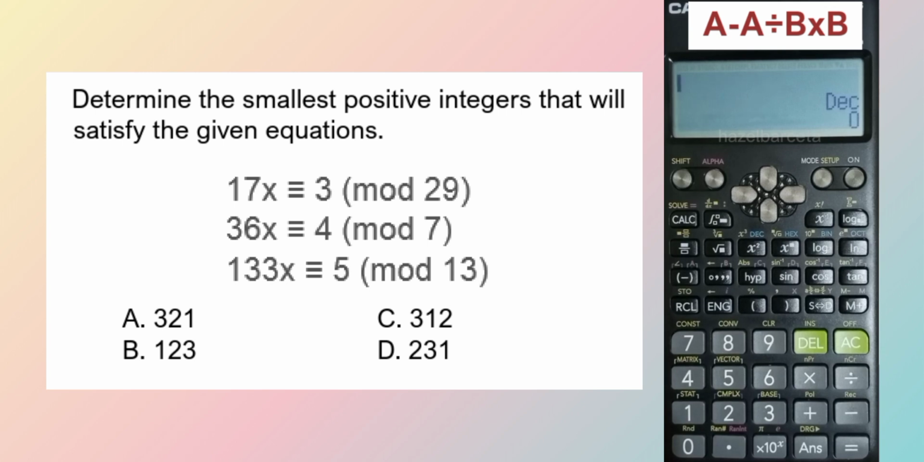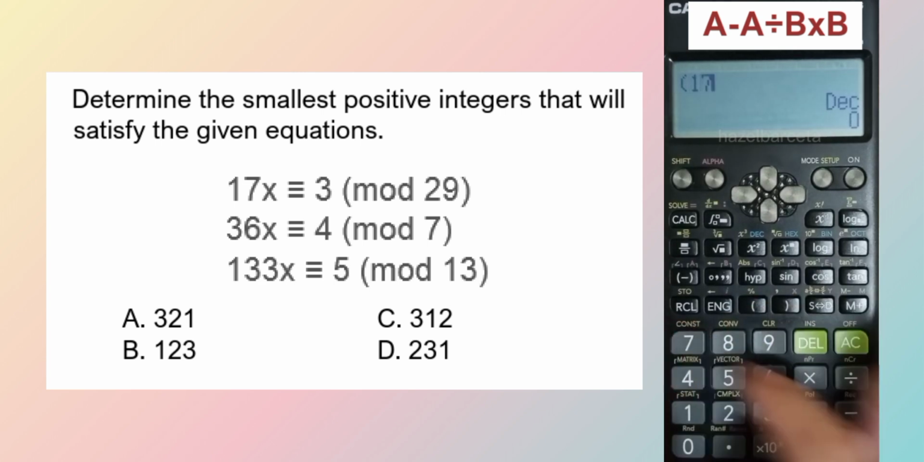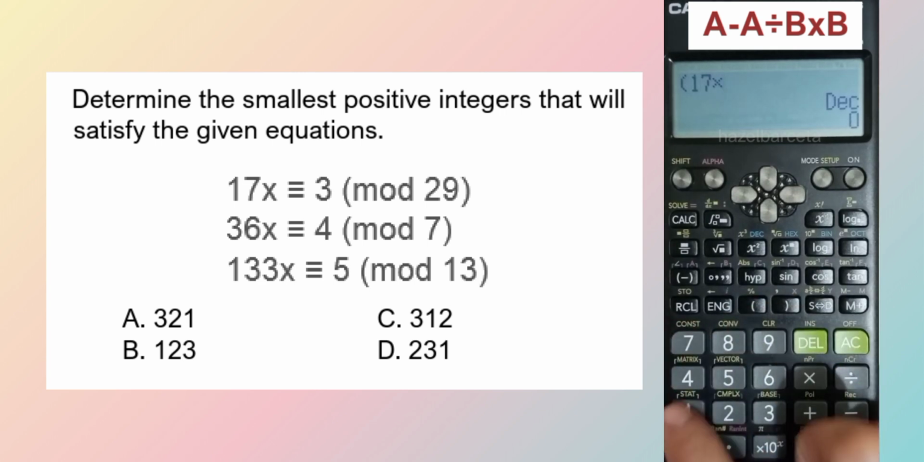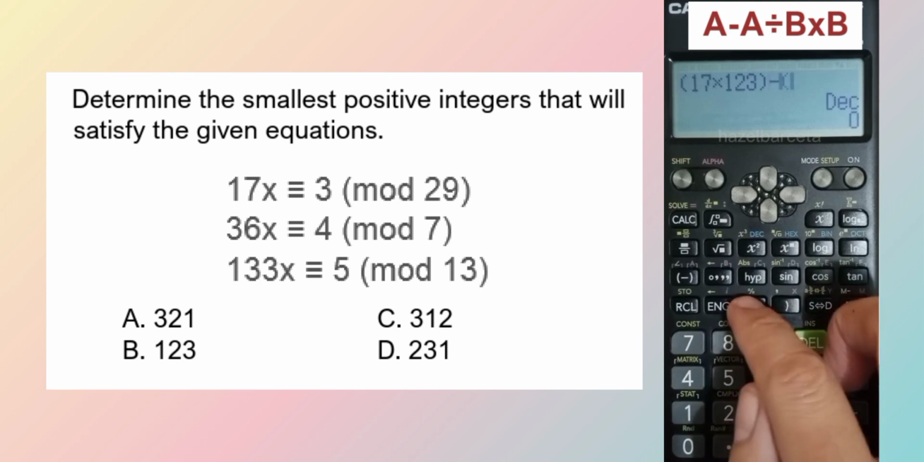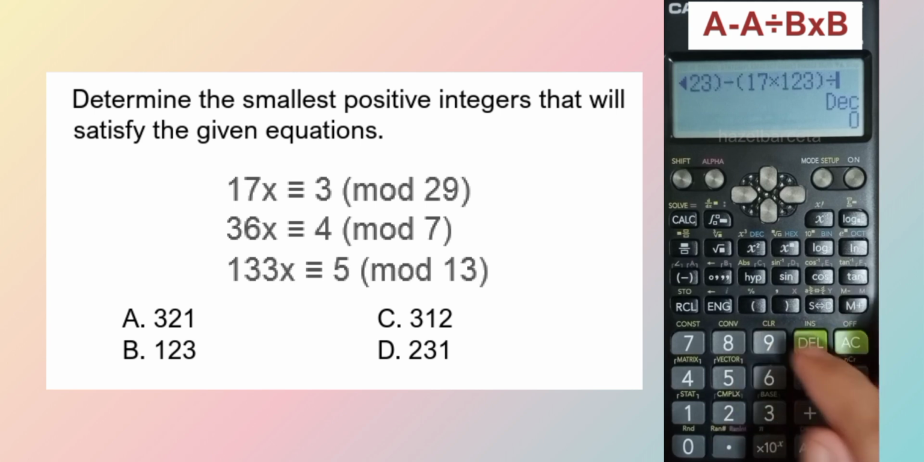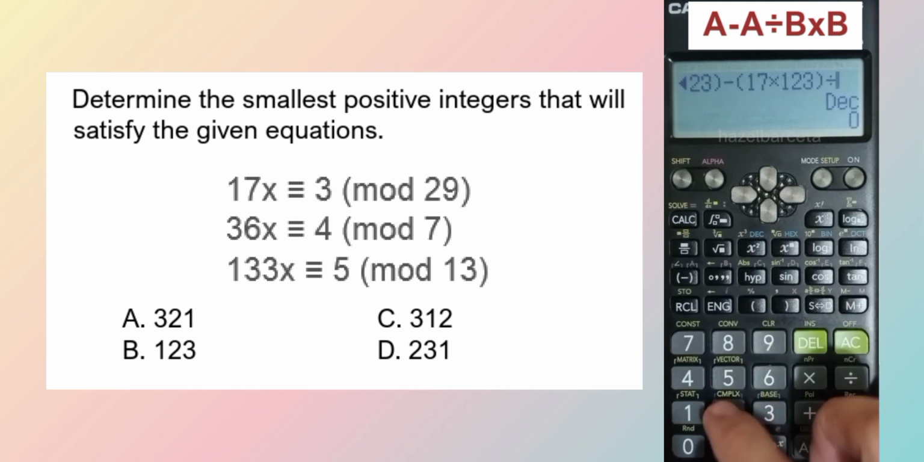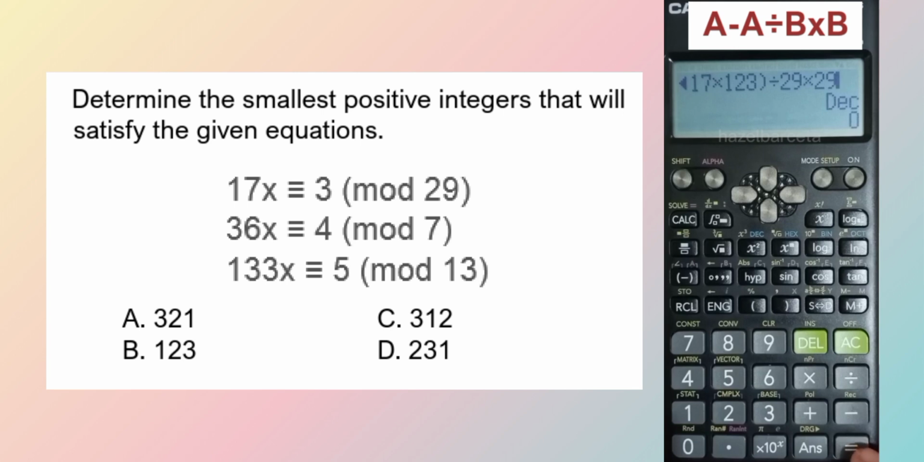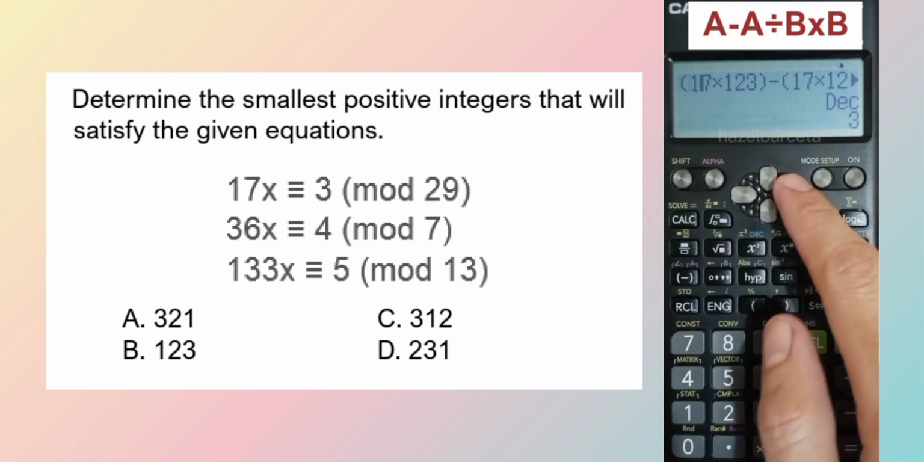So, for the first, ang ating A ay 17x at ang ating B ay 29. A mode B. Okay? So, 17 times x, ang gagamitin po natin ay 123 minus 17 times 123, A minus A divided by B times B. So, 29 times 29. Ang dapat pong sagot natin ay 3 in order to satisfy the equation. So, the answer is 3. So, 123 is okay. Then, let's try the second.